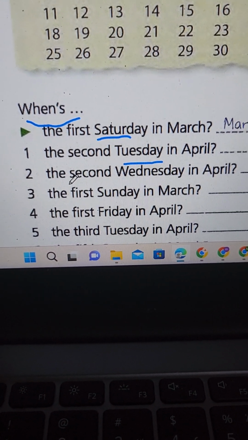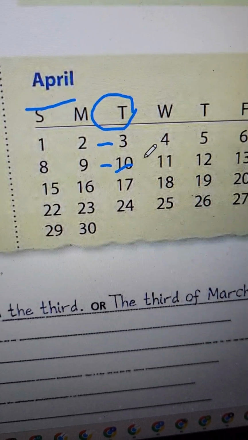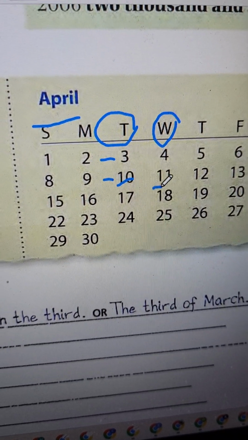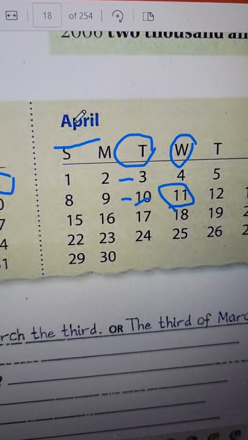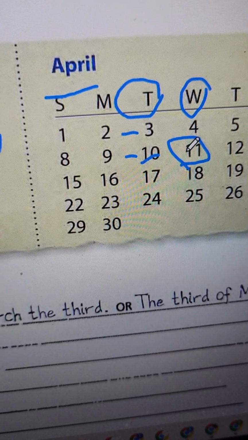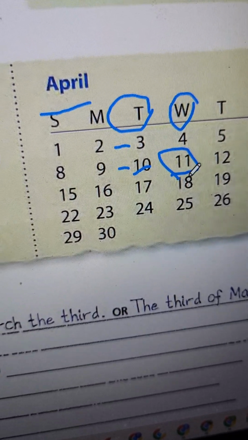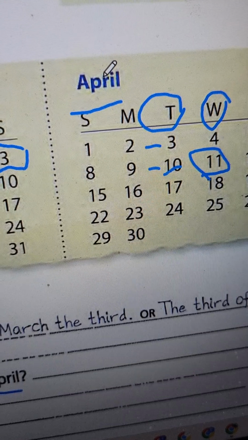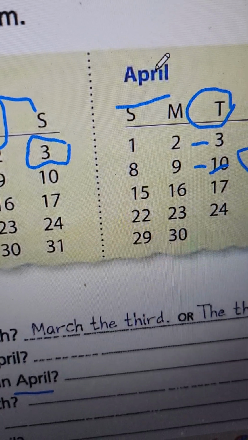So this is number 2. What's number 2 here? The second Wednesday in April. Second Wednesday in April. So Wednesday is the 1. Second Wednesday is the 1. So what you say here is April the 11th. You say the 11th. April the 11th. That's right. Or the 11th of April. This is how to say that.